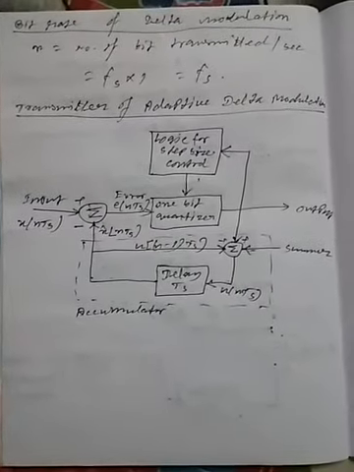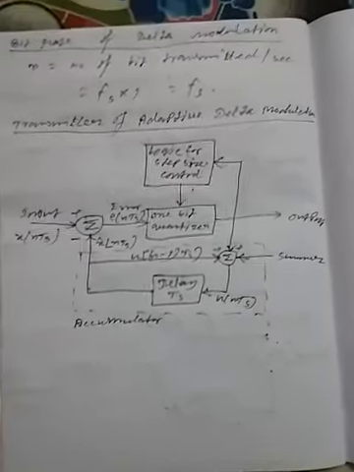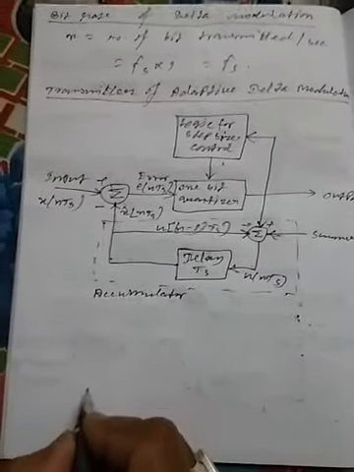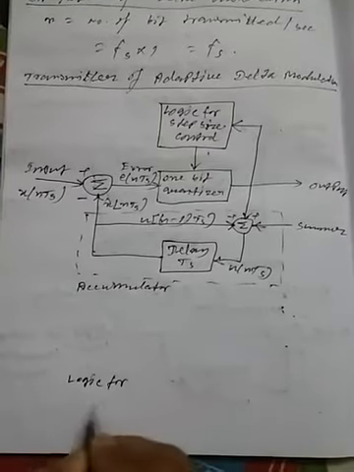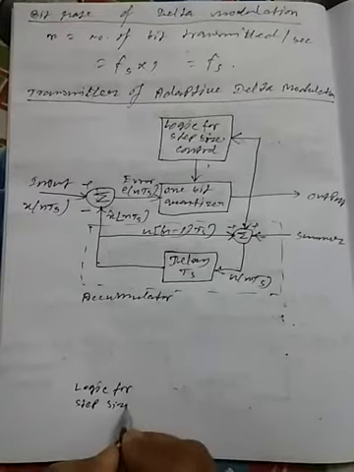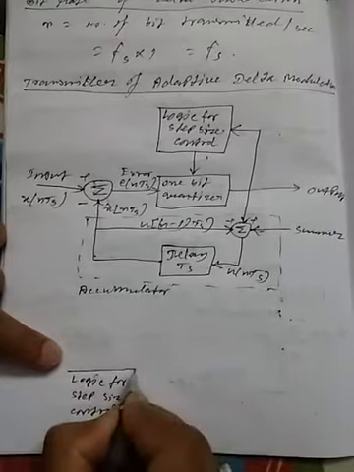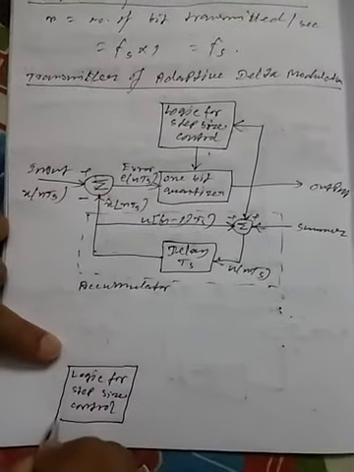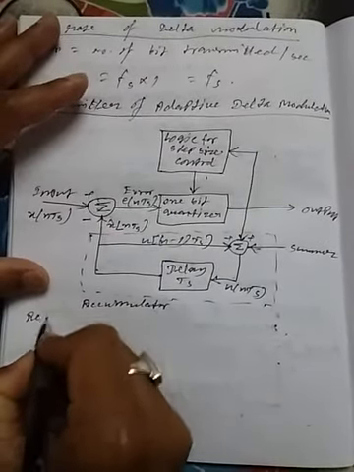The figure shows the staircase waveform from adaptive delta modulation. Now the receiver part of adaptive delta modulation. The receiver part consists of logic for step size control, so the same logic unit is here as in the transmitter section. So this is the receiver section.